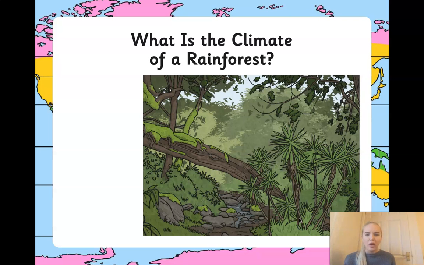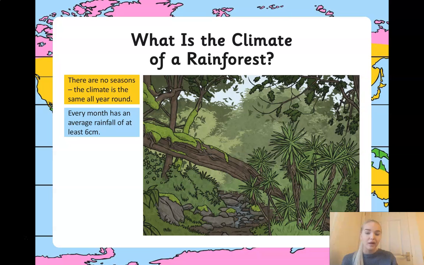Let's have a think then. What is the climate like of a rainforest? Well, there are no seasons in a rainforest because the climate is the same all year round. So they don't really know. The people who live and the animals that live in the rainforest don't know the difference between summer or winter or autumn and spring because the climate is the same all year round.